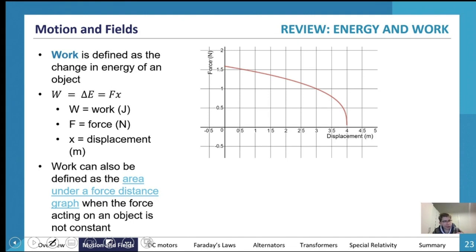But given that definition with that formula, it means that work is also the area under a force distance graph, when the force acting on the object is not constant. Because if the force is not constant, at any point in time, the value of the force is different.